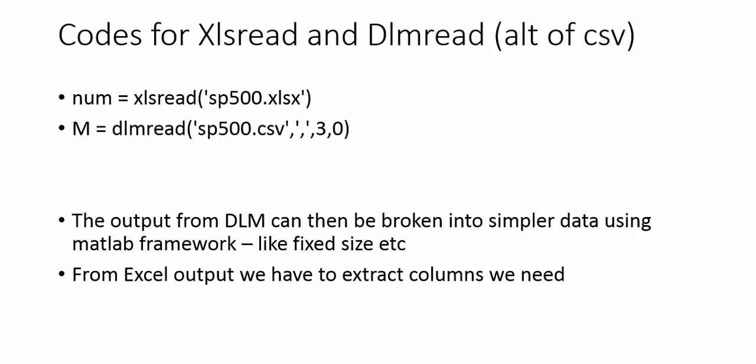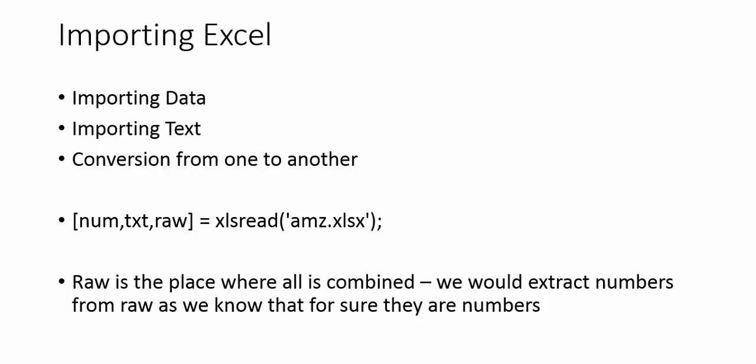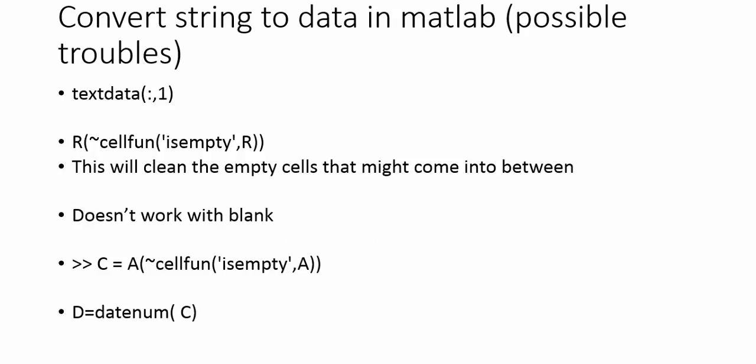XLS read is better than the delimiter read or the CSV read because it gives you more advanced options. So if CSV does not work, we open the CSV, convert it into Excel, and import that. That helps us get the data types, because an XLS file would already give the data types, and we would not have the problem that some of the numbers are coming in as strings. So importing data and importing text and converting them to one another is one trouble that we face with CSV. We imported the data, numbers and text, using XLS read, and now we are good.